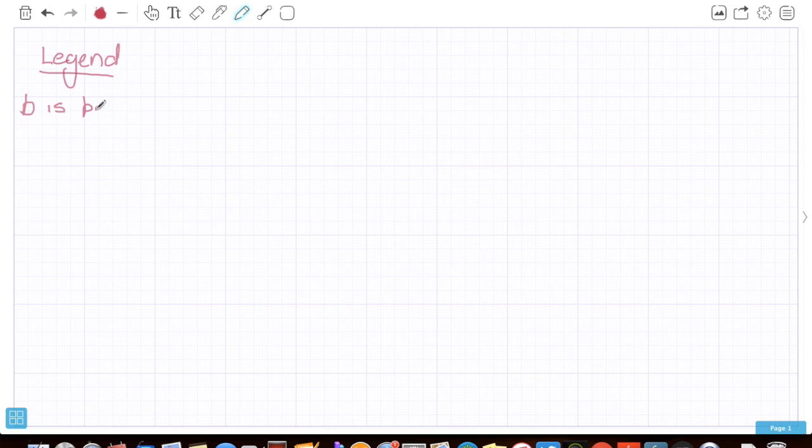And D is going to be for the dock. C is going to be the child. R is going to be for the RV. And F is going to be for the ferry.